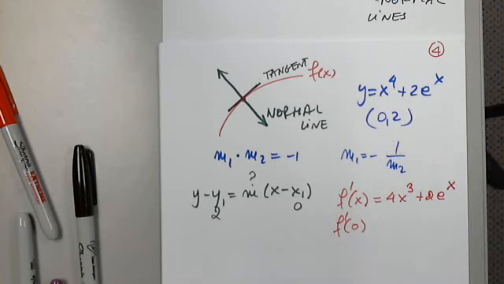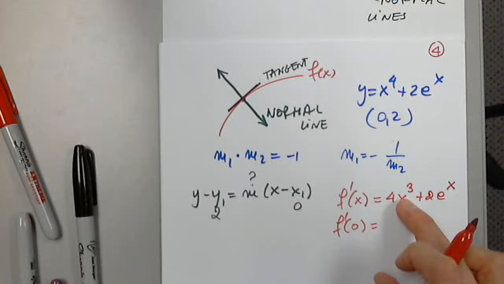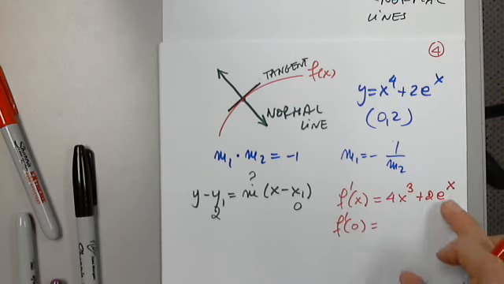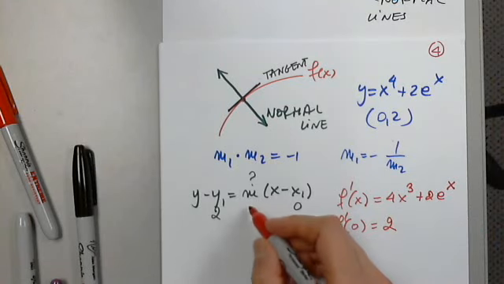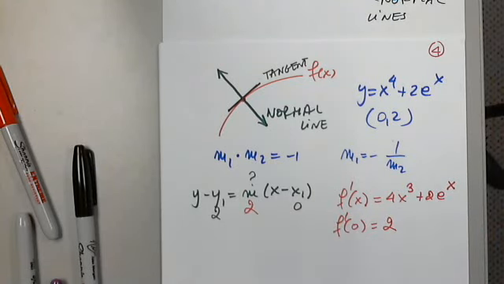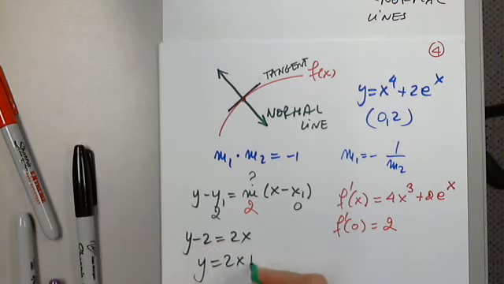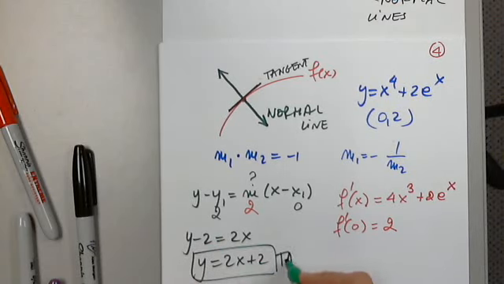Everything okay? Okay. So then when I plug in 0, this is 0, and e to 0 is 1. 1 times 2 is 2, so this must be 2. So I have the slope. Now I have every piece of information I need to find the equation of the tangent line. Agreed? So I have y minus 2 equals 2 times x, because this is 0, and then I add 2. So y equals 2x plus 2 is the equation of the tangent line at the point (0, 2).